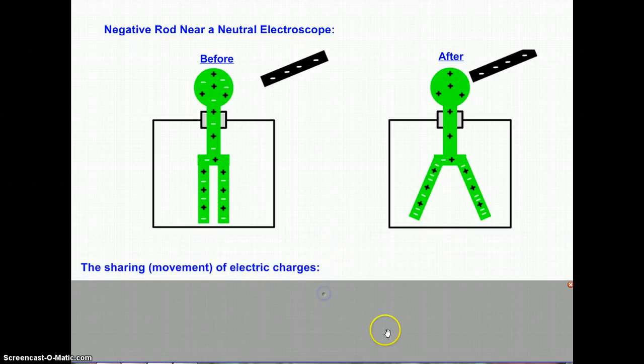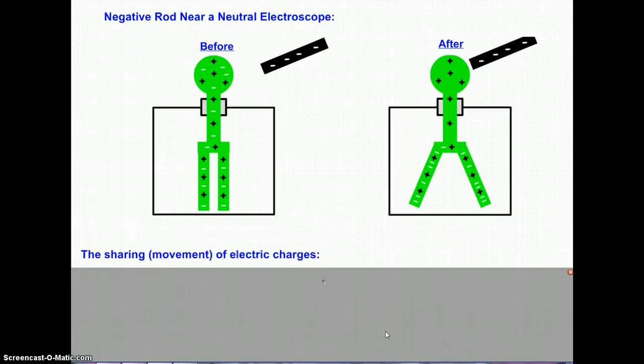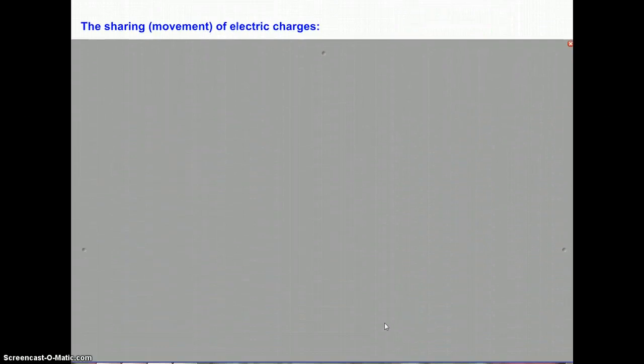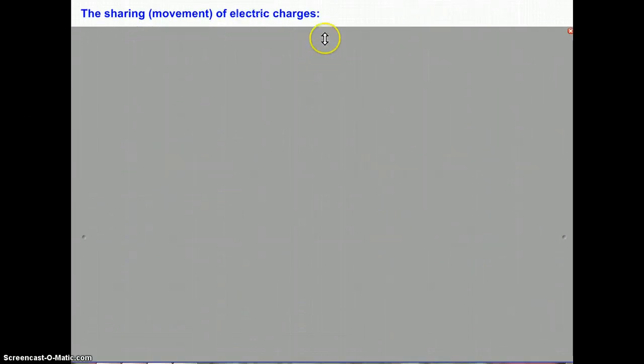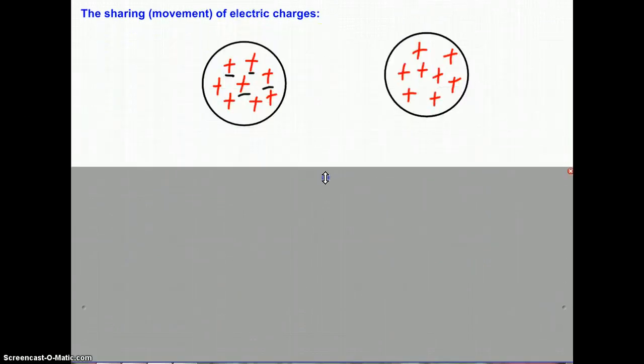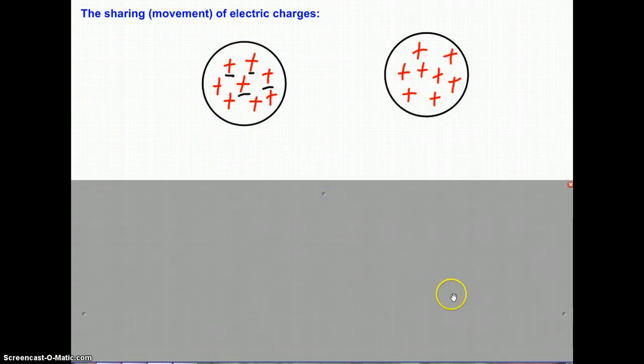Next, let's talk about the sharing or movement of electric charges from one object to another. Let's suppose we start off with two identically sized spheres, and it's important in this conversation that the spheres are identical. As mentioned earlier, electric charge, static electricity, resides on the surface of the object. If these objects had different sizes, they would have different surface areas, and the conversation would be different. But since they're identical, they have identical surface area.